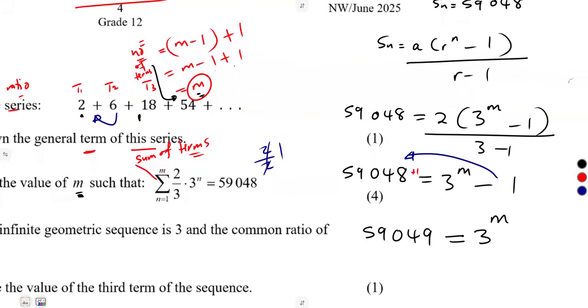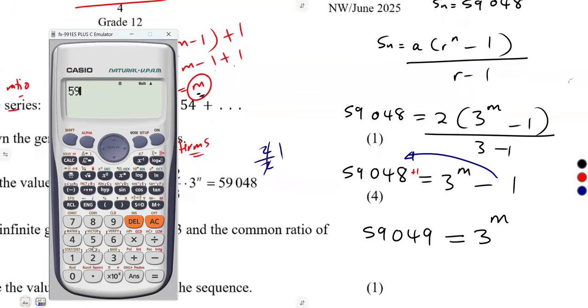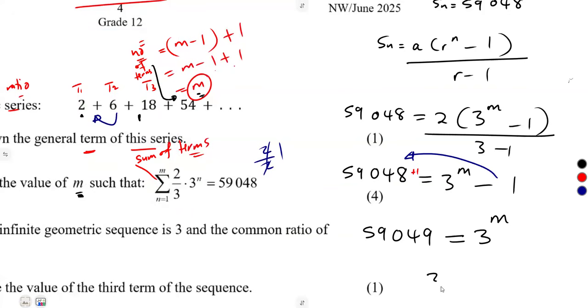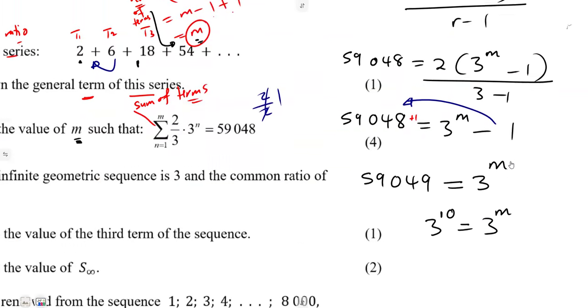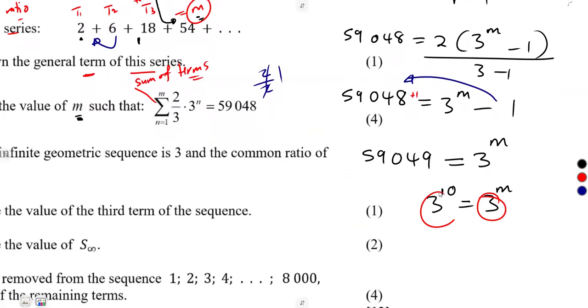So to find M, write these in the same base. So this in the base of 3. Simply use your calculator. 59,049, then you press shift, then you press fact. So that's 3 to the exponent of 10. So that's 3 to the exponent of 10 equal to 3 to the exponent of M. As we have got the same base of 3, it means these powers are automatically equal. So therefore, M is equal to 10.